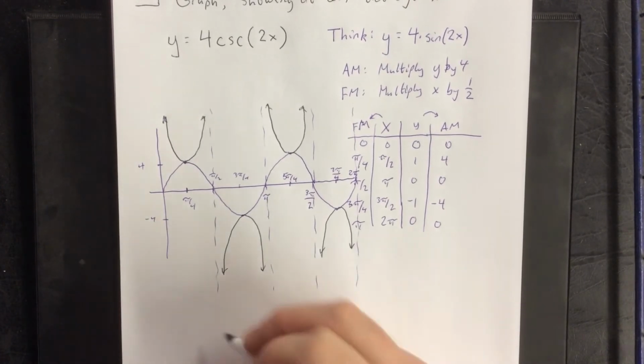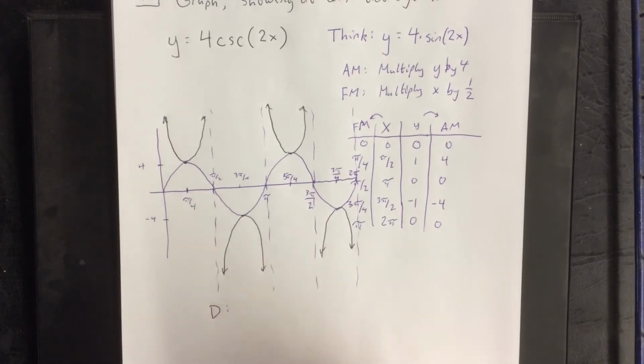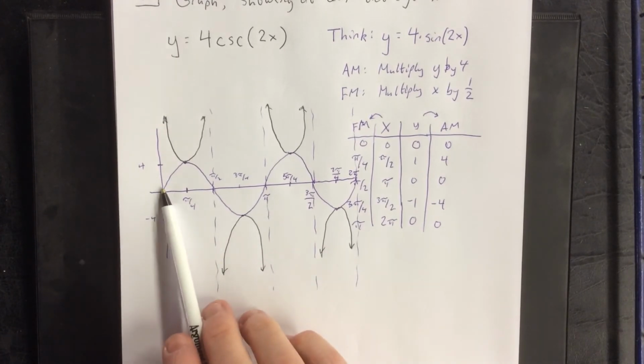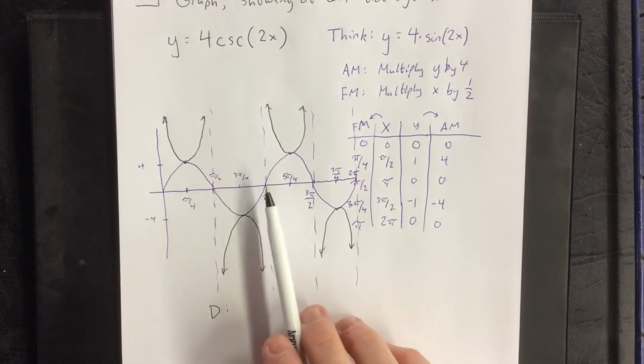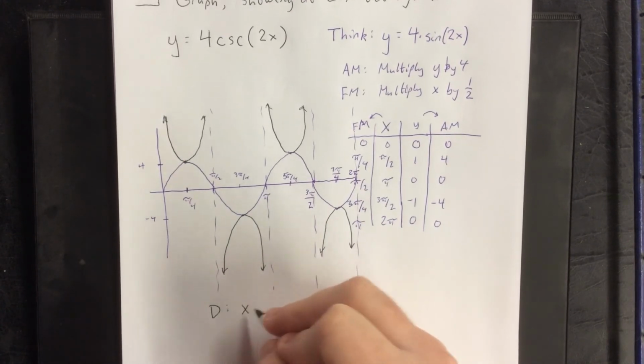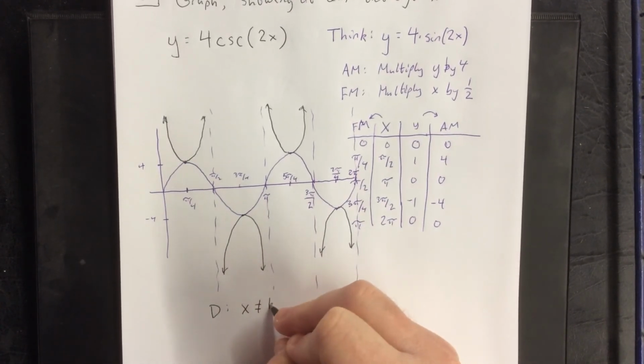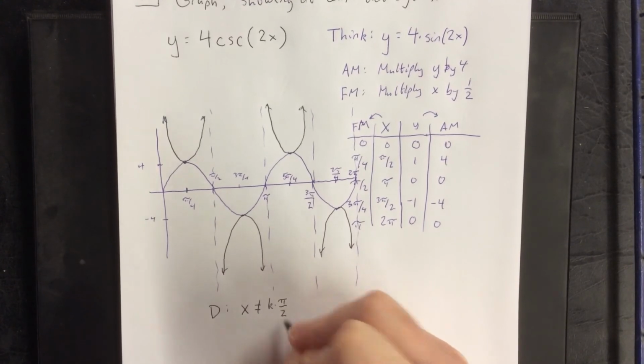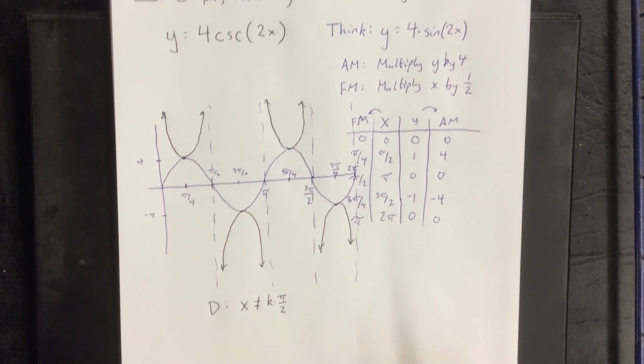Now, as far as the domain and range for this function, I notice that at 0, pi over 2, 2 pi over 2, 3 pi over 2, and 4 pi over 2, we wind up with vertical asymptotes. That's any multiple of pi over 2.